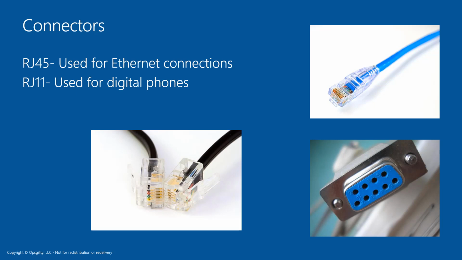RJ11 is used for digital phones and is a skinnier type of connection. Termination is used in telecom, data communications, and fiber optics. It involves organizing the cables and putting an end to them, and it creates a connection with a copper or fiber conductor. We see DB9 serial cables as well, and those are used for certain printers and modems.